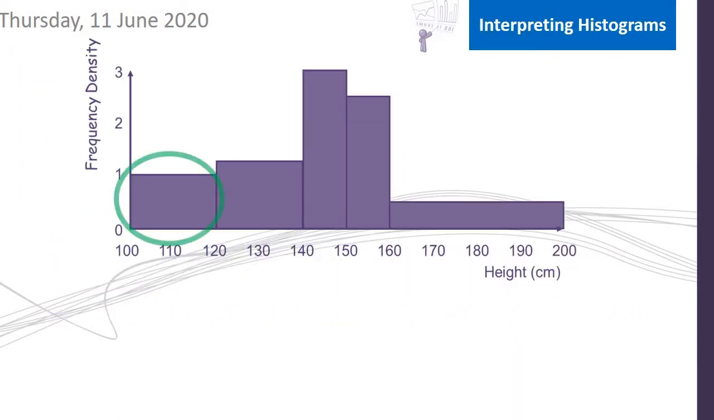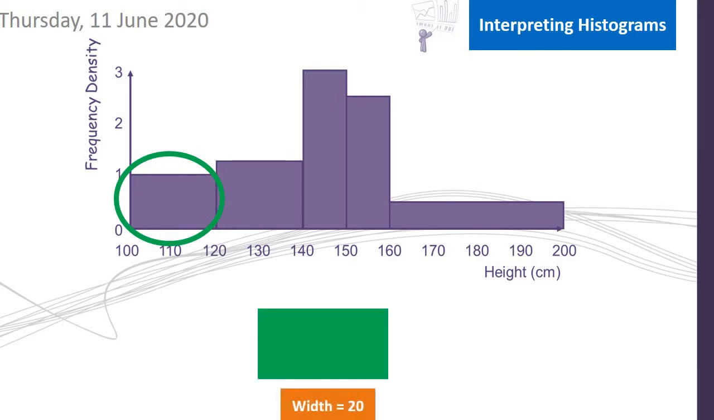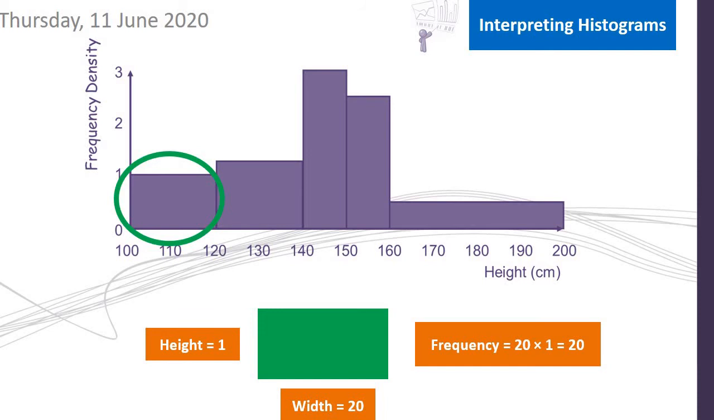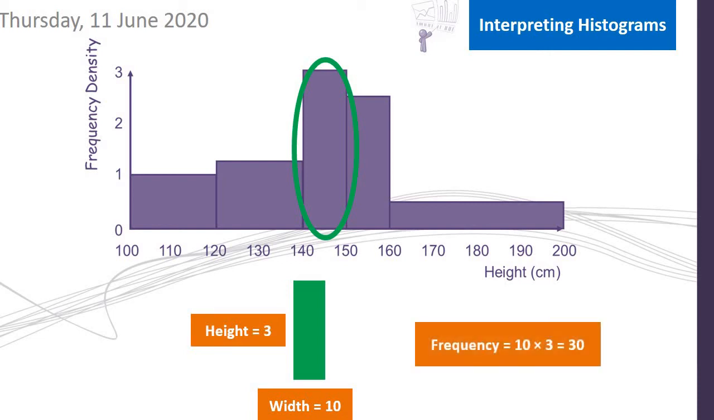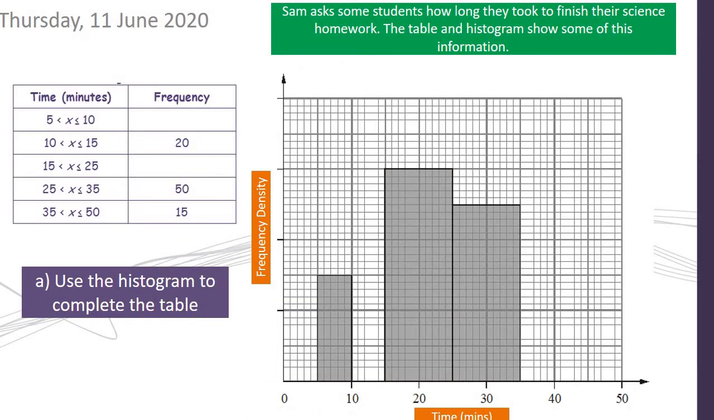For an example here, we've looked at this one already. The class width is 20, the height is 1, 20 times 1 gives us a frequency of 20. For this one, the class width is 10, the height is 3, so the frequency is 10 times 3, which is 30.